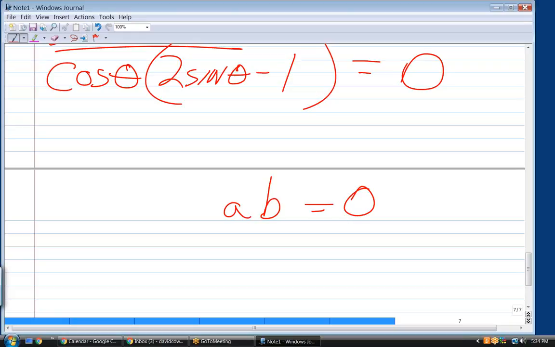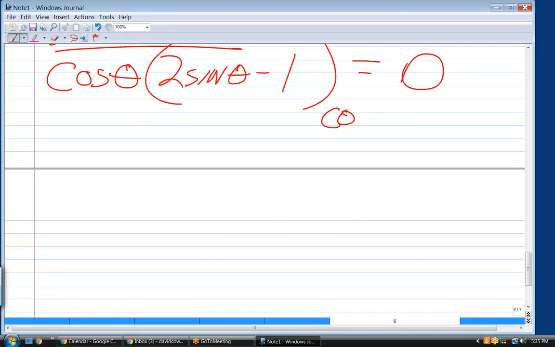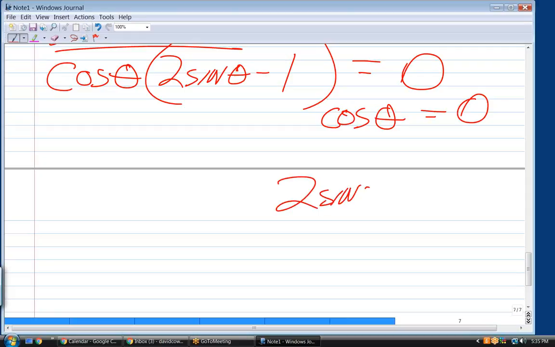Would I take out the b? What's that? So would I get rid of the b? No, it means two things. Either cosine theta is equal to 0 or 2 sine theta minus 1 equals 0. Okay. Now let's solve all of the solutions for there.